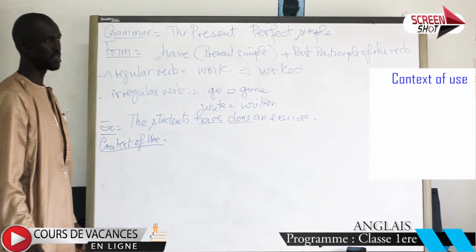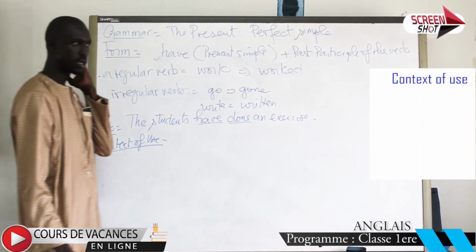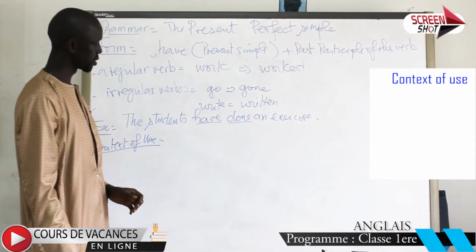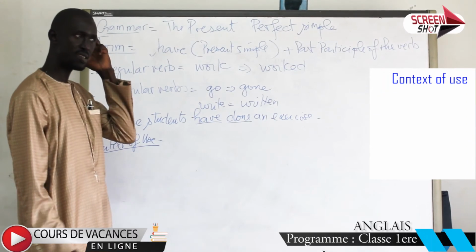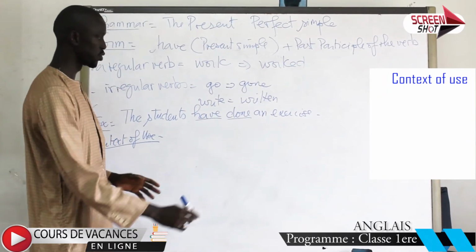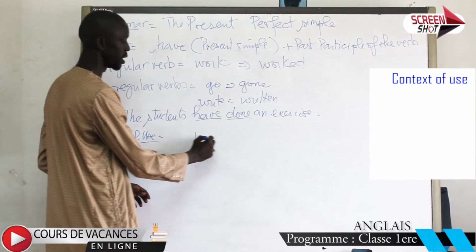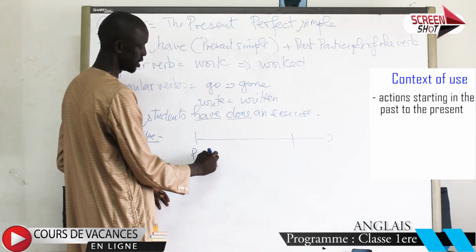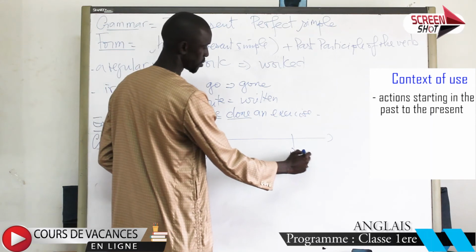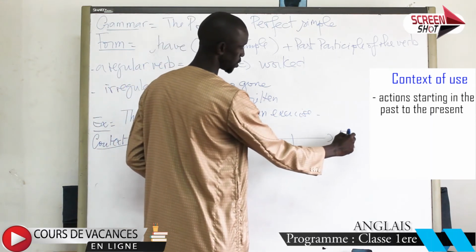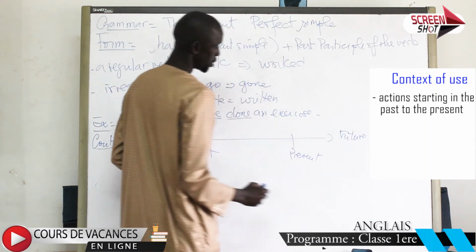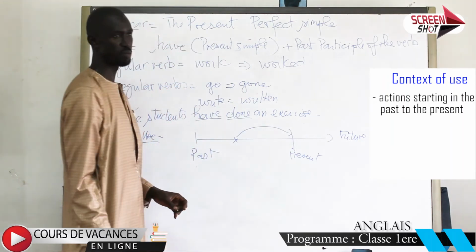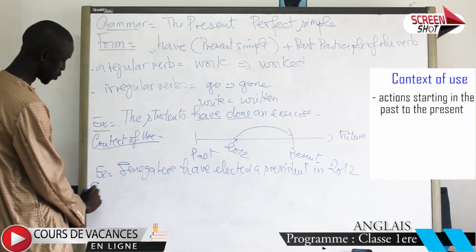The present perfect tense is used for actions that started in the past and go on in the present time. Actions that started in the past and go on in the present time. There is a link between the past and the present. The past is here, the present is here, and there we have the future. The link between the past and the present is called the present perfect.